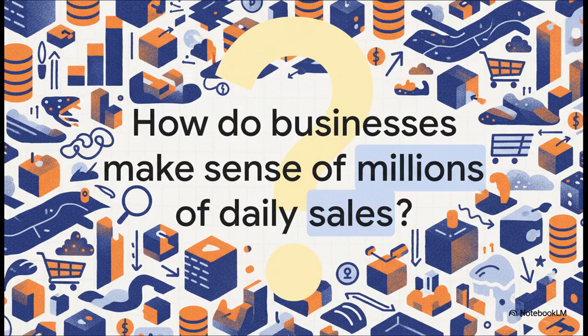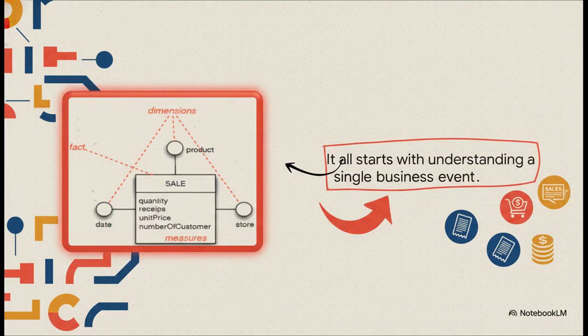So let's start with a question that really every modern business has to face. How do you turn this absolute sea of raw data, we're talking millions of sales, shipments, clicks, into something you can actually use? How do you find the insight in all that noise? Well, the answer lies in this really powerful technique called dimensional modeling. And the genius of it, really, is that it all begins by focusing on one single measurable event, something like a sale. Instead of trying to boil the whole ocean, you just start with one drop.